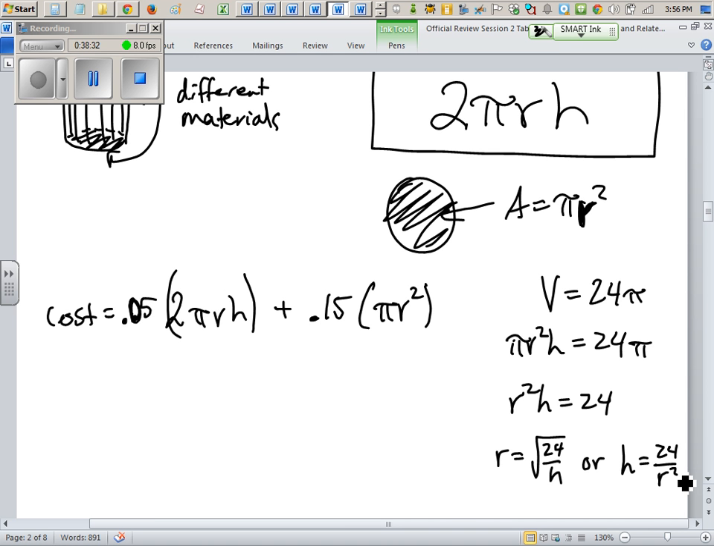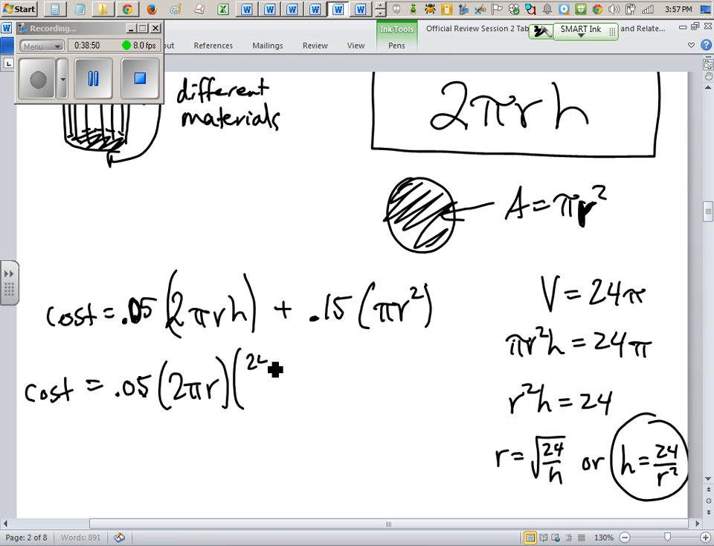Pick one, substitute it into your cost equation. I hate square roots, so I think I would rather use the second one. And I will go over here and replace that h with a 24 over r squared and be done with it. I've got one variable. I'm ready for my derivative. Obviously, I should clean it up a little bit, right?